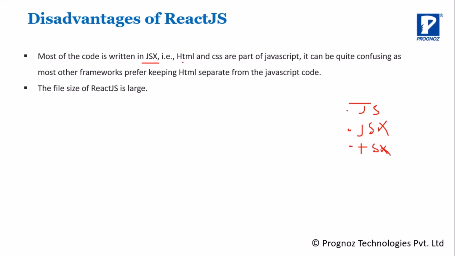If you want to combine HTML and CSS as part of JavaScript, then we prefer the JSX concept. If you want to merge both and write, HTML and CSS, integrating and building the application, then we use the extension called JSX. It can be quite confusing in most other frameworks, so JSX keeps the HTML separate from the JavaScript code.